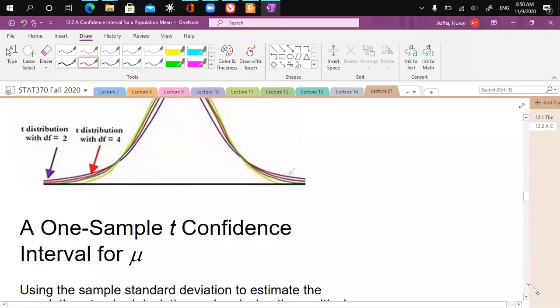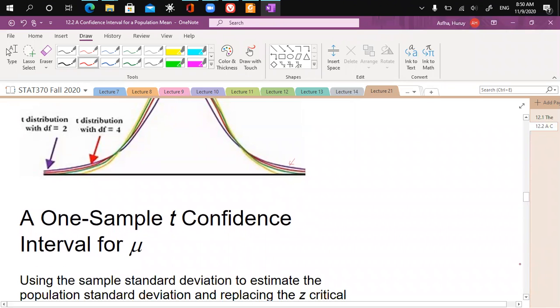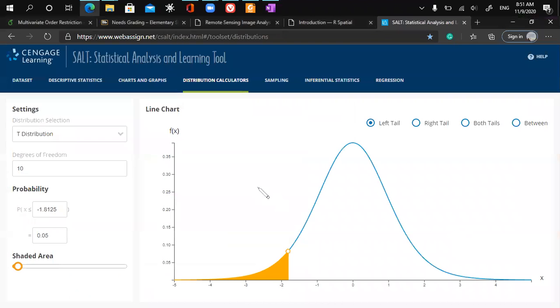Okay, so before I go to this one, let me show you what this looks like in practice and how we can find the t distribution. Here we have the technology, the salt, which is from WebAssign. We have been using this one to find values for a normal distribution. Here you can choose the normal, t distribution, f, chi-square. We haven't learned the others, so for now, just t distribution.